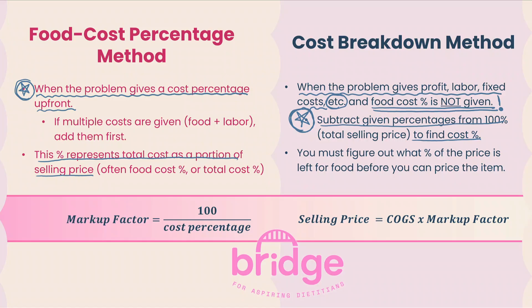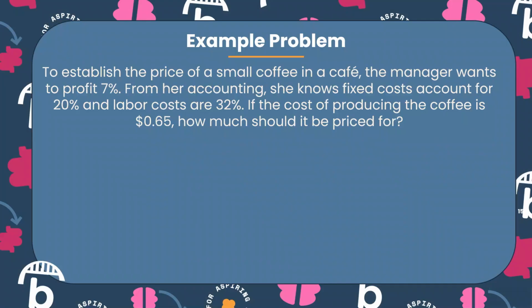So let's try one, a cost breakdown method, where we aren't outright given our cost percentages. Let's say that in a small cafe, the manager wants profit of 7%. From the accounting, the manager knows that fixed costs account for 20% and labor costs are 32%. If the cost of producing the coffee is 65 cents, how much should it be priced for? So in a problem like this, a pricing question, we're still using those same two equations. First finding the markup factor, then solving for the selling price.